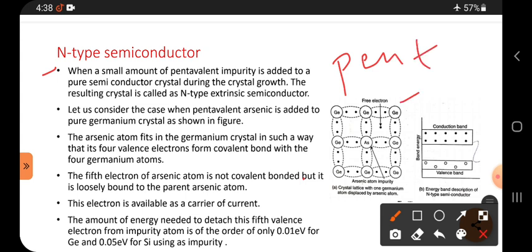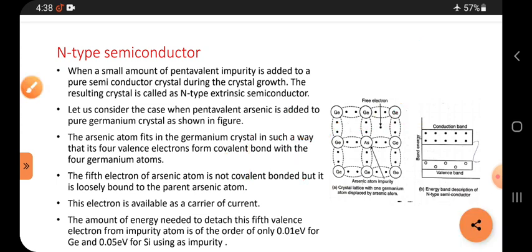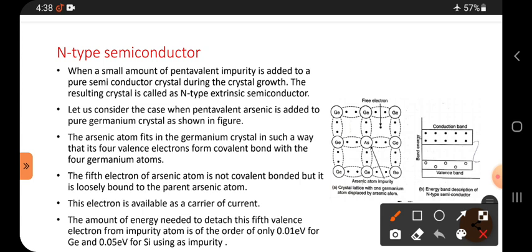"Pent" stands for 5. Valent means valency. Five valence means a fifth group element, that is the meaning of this. So when a small amount of pentavalent impurity, a fifth group element, is added to a pure semiconductor, only a small amount of fifth group element is added to the pure semiconductor.